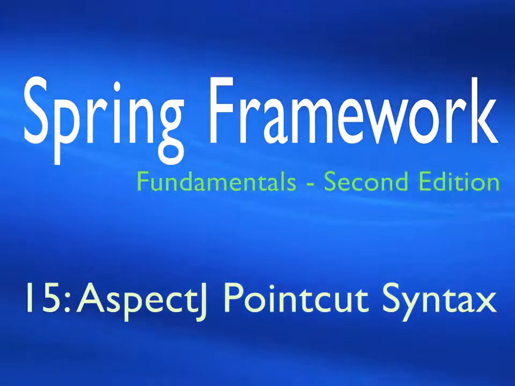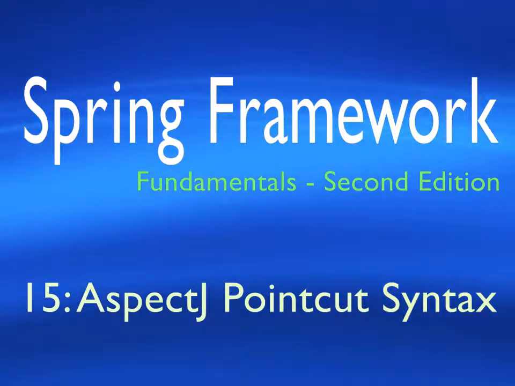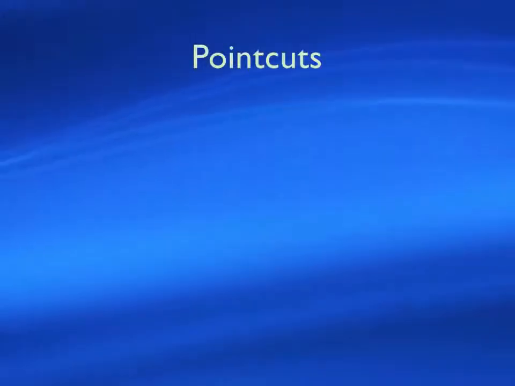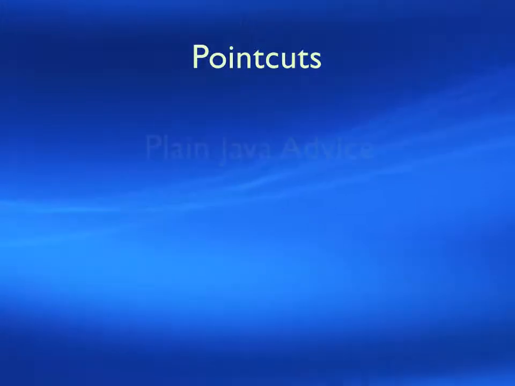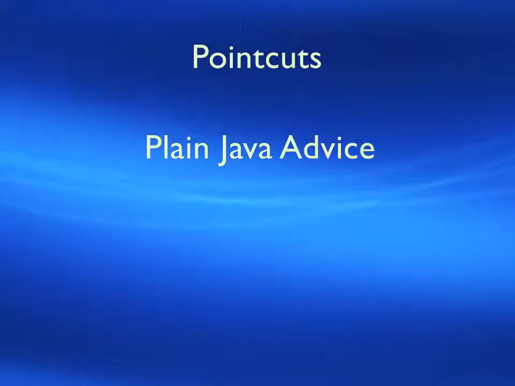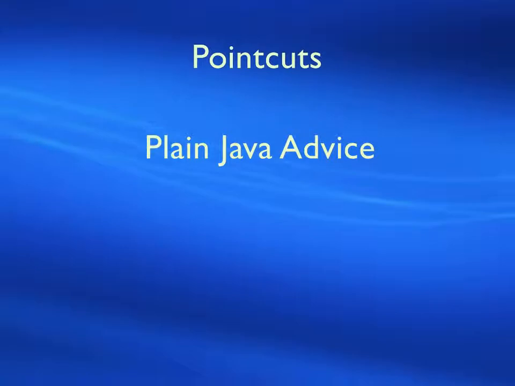This is chapter 15, where we'll use a much better technique for configuring your AOP, the AspectJ Pointcut syntax. I'll need to tell you what a Pointcut is first, and then we'll see that using this new technique, our advice class can be a plain Java class, rather than needing to implement a special interface. That's not a great big deal, but it is a bit more elegant.